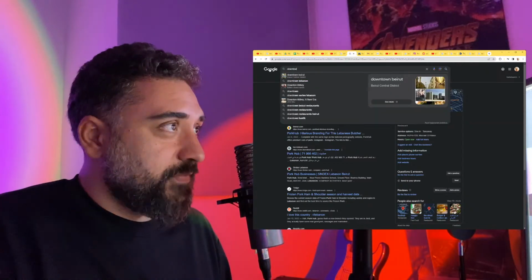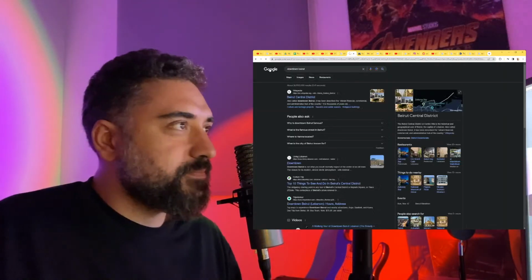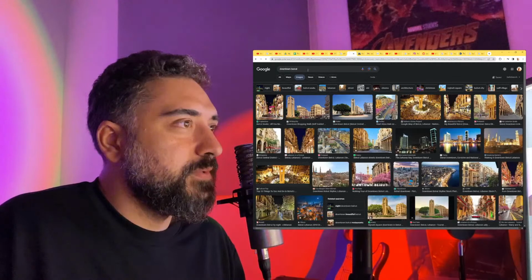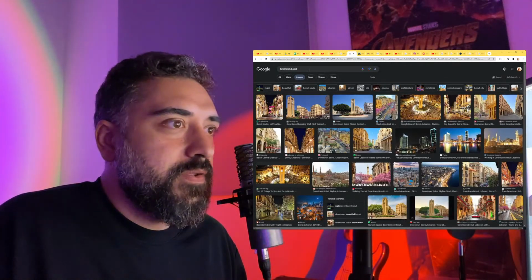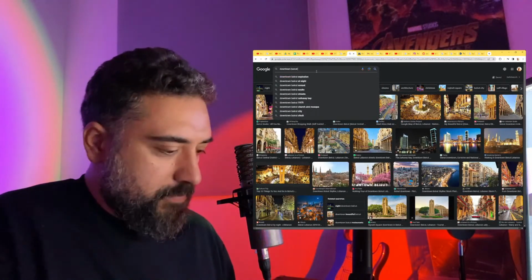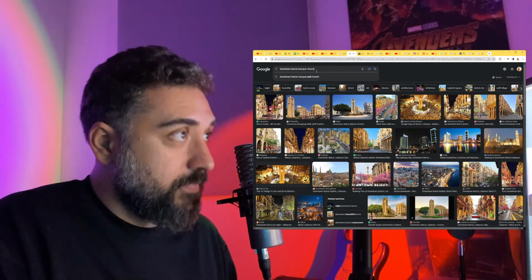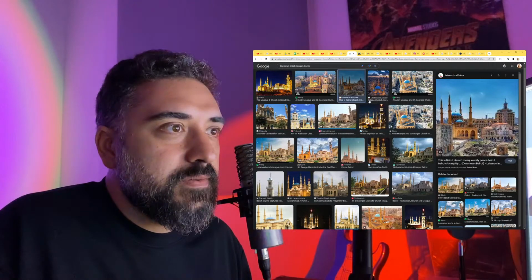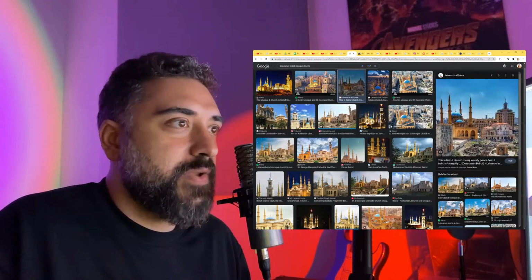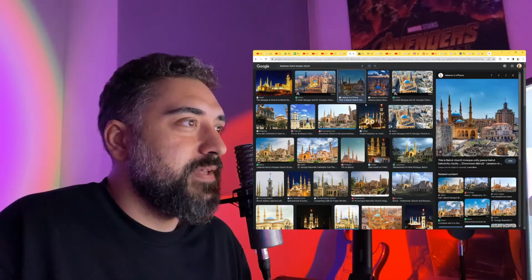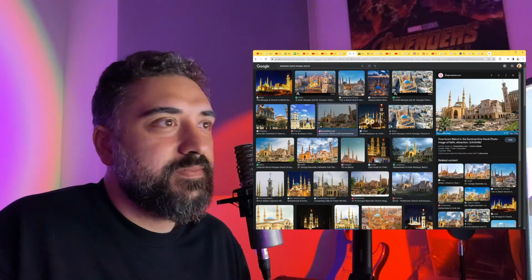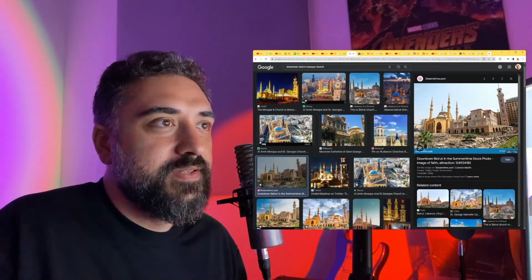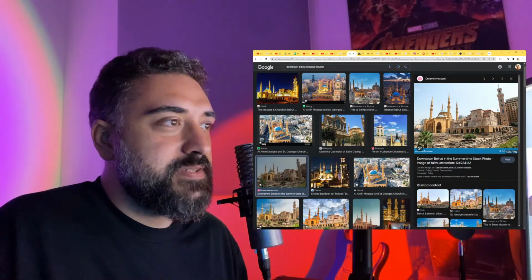There's a nice picture of downtown Beirut that shows you, yeah, there it is. So it's the mosque and the church right next to each other. It's a really cool picture. How cool is that? If that doesn't explain what Lebanon is, nothing else will.